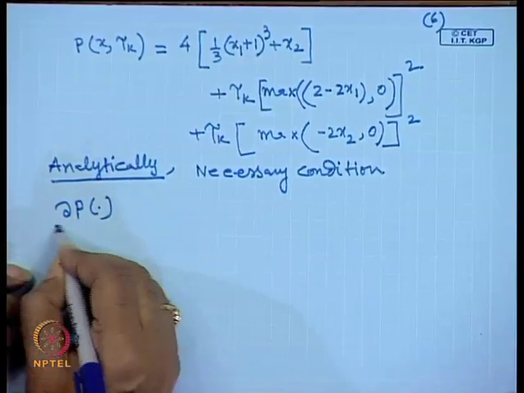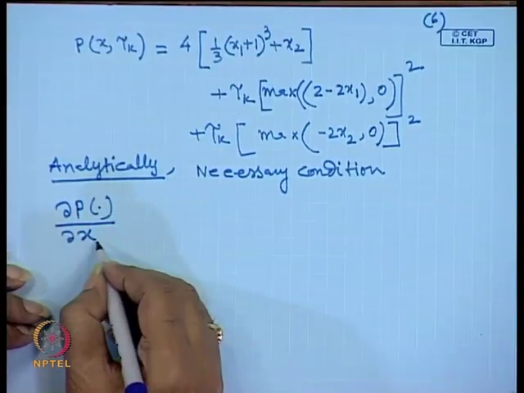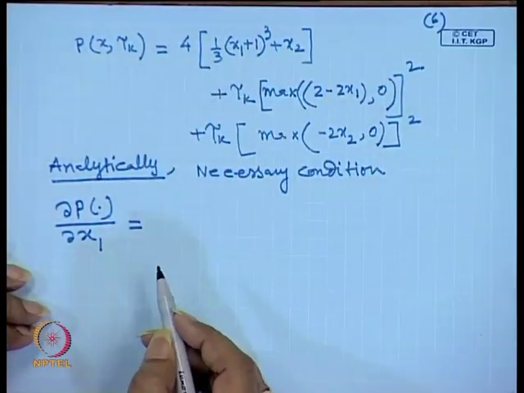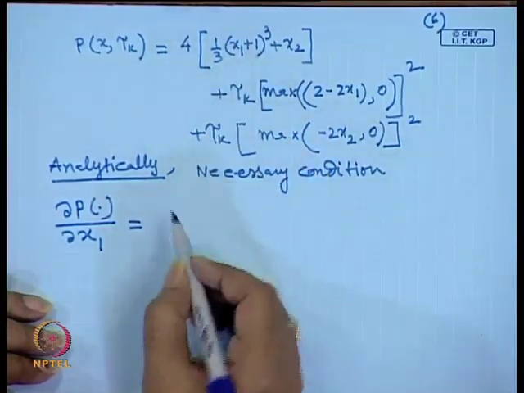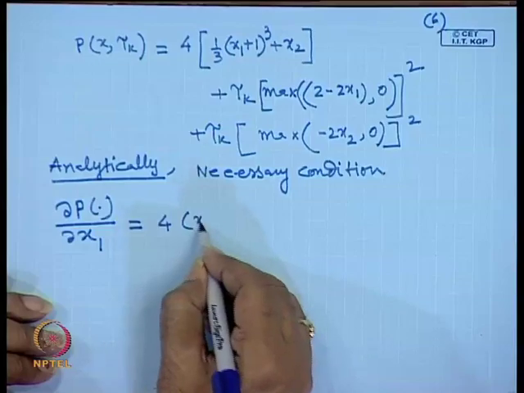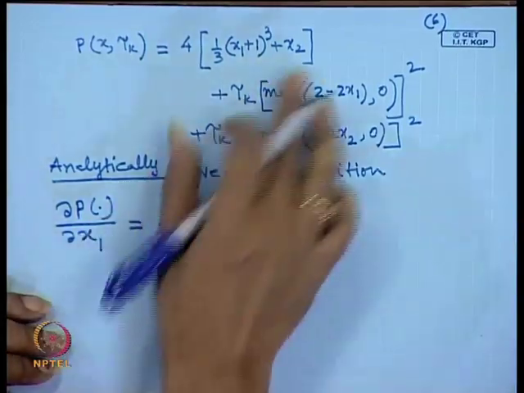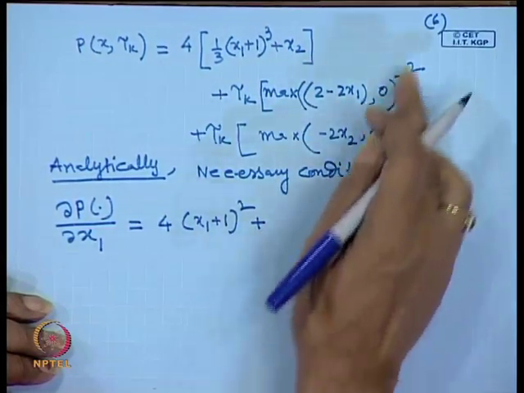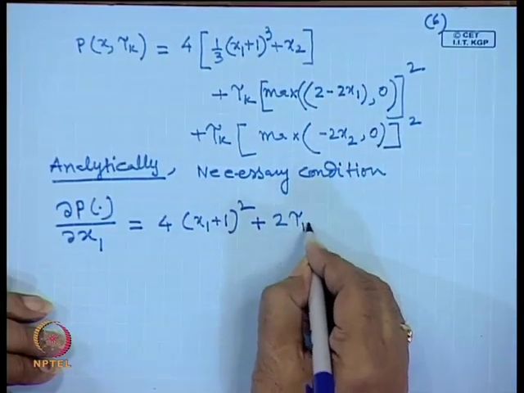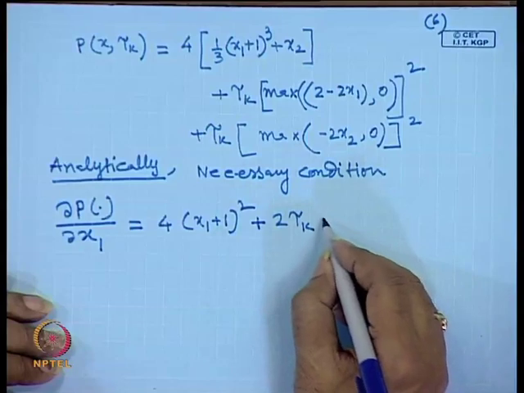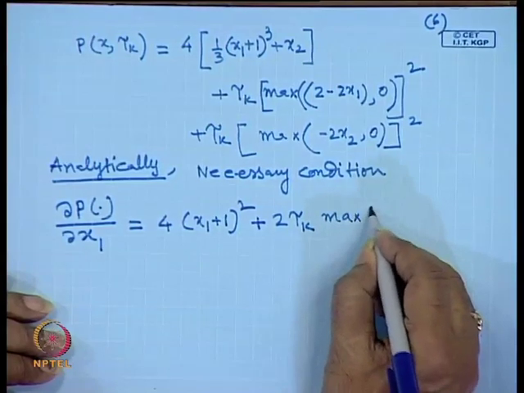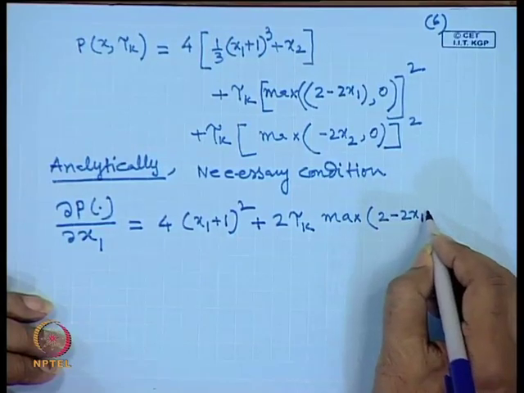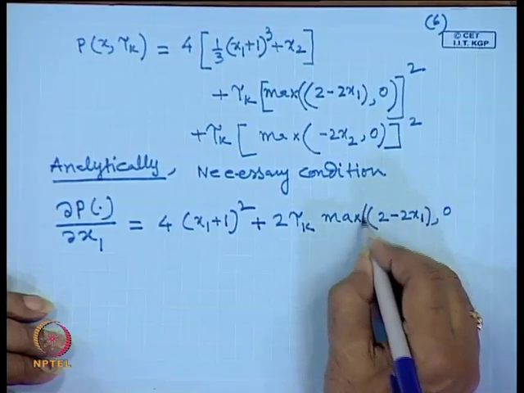Del P by del x1, because tau k is known to us. What are these values? If you differentiate this with respect to x, what will come? That means 4 times (x1 plus 1) whole squared comes first, because on differentiating with respect to x1, x2 will not be there. The second term will come as twice tau k, as tau k is constant, agree? Then max of 2 minus 2 x1 comma 0, this bracket.